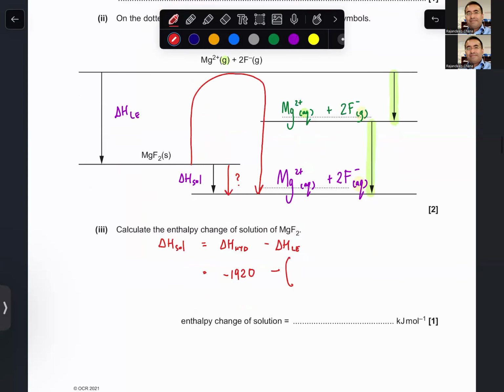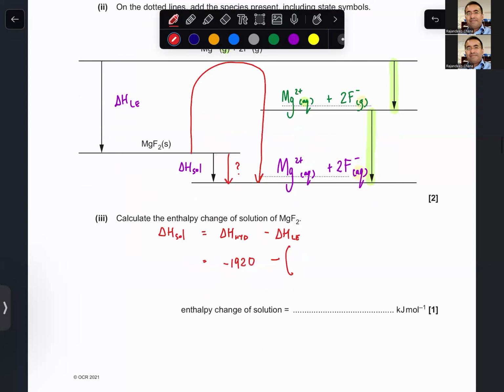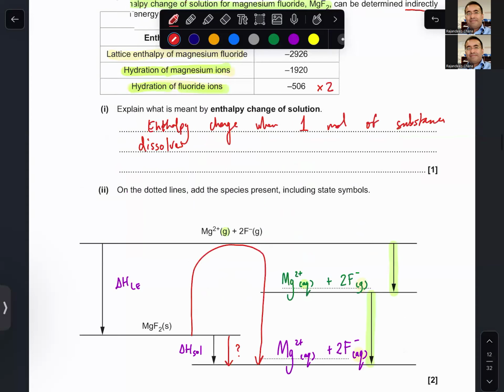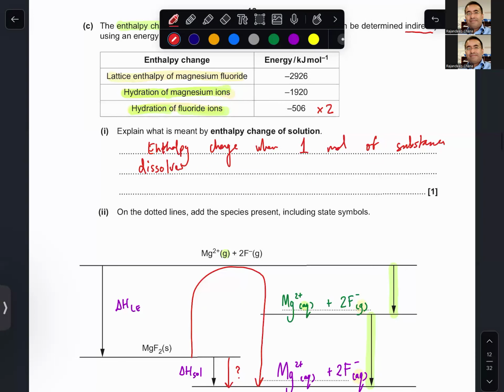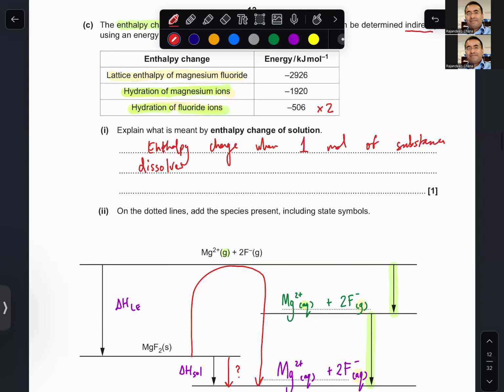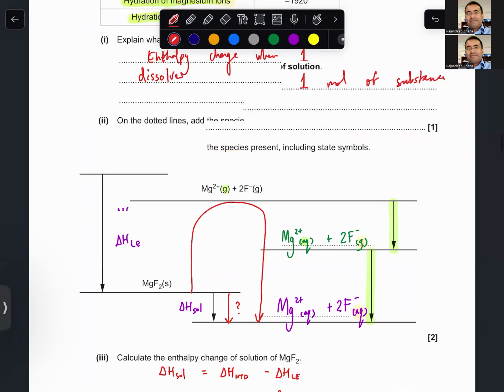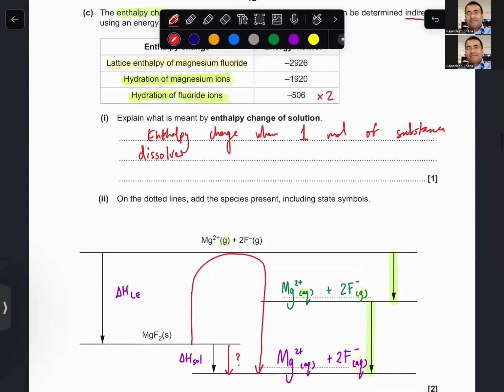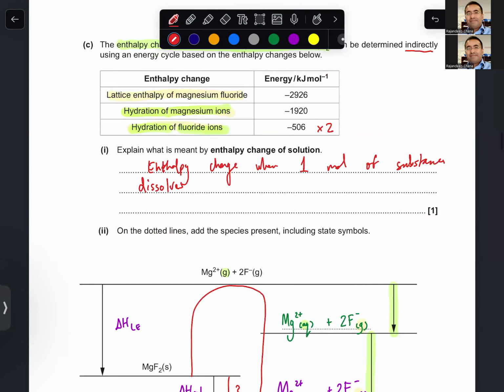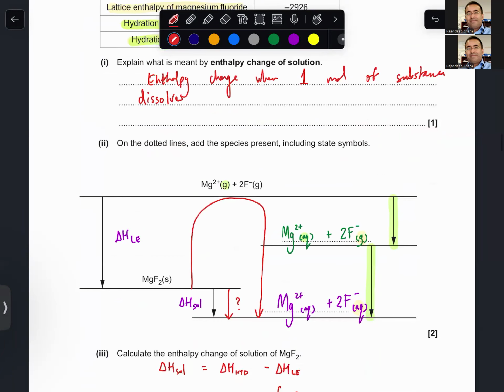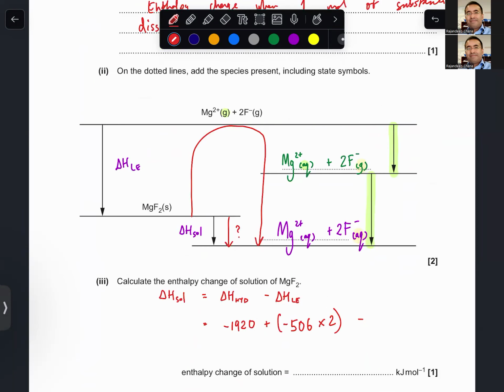So we got minus 120. Hold on a minute. Enthalpy change of hydration, magnesium. Yep. And we need to add the enthalpy change of hydration of fluoride ions, which is minus 506 times 2. So that's going to be your enthalpy change of hydration. And then we minus the lattice enthalpy, which is minus 2926.